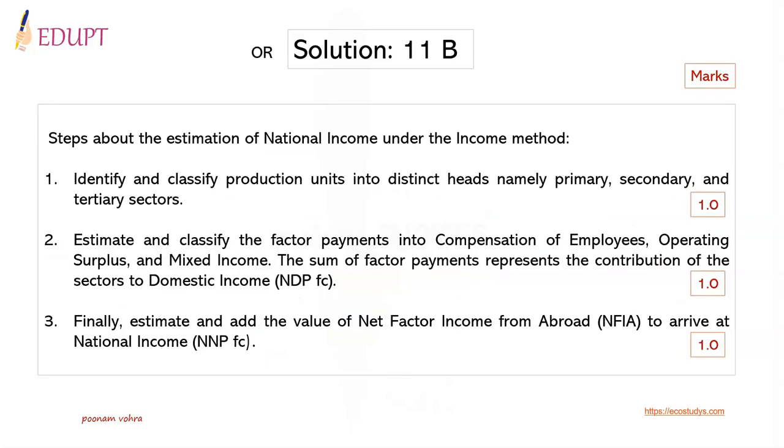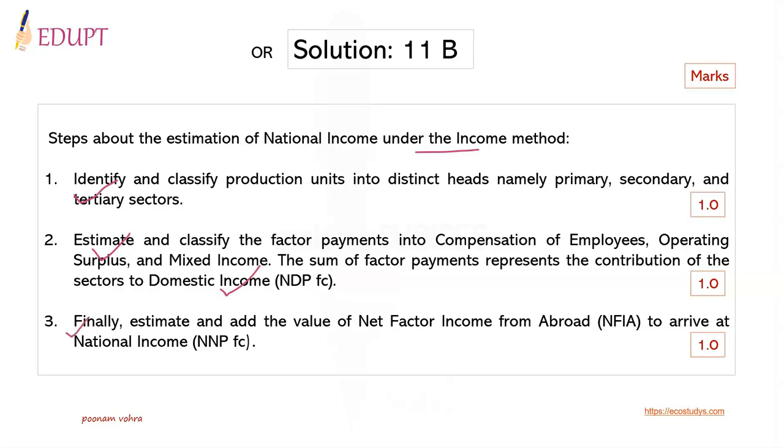Now let's have a look at the solution of the choice given. The choice is about writing the steps of estimation of national income by income method. Now this is for 3 marks, so you need to write 3 distinct and complete steps. So first step is identify and classify production units into distinct heads, namely primary, secondary and tertiary sectors. Second point is estimate and classify the factor payments into compensation of employees, operating surplus and mixed income. The sum of factor payments represents the contribution of the sectors to domestic income, that is NDP at factor cost.